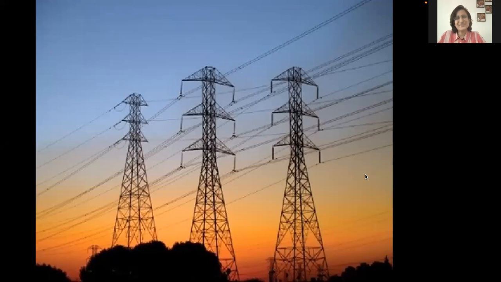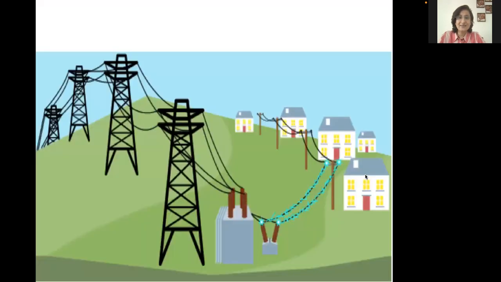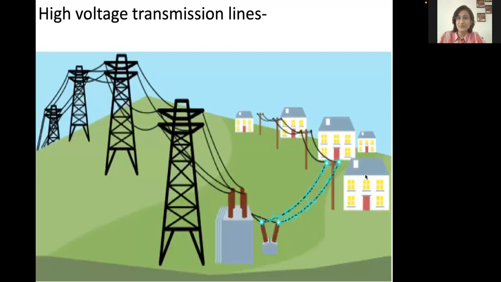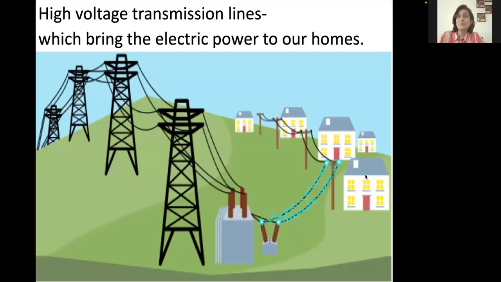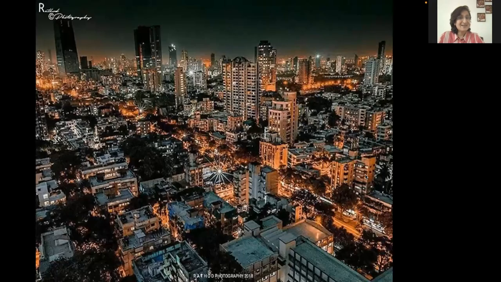Hello, students. You must be familiar with these structures while traveling. Am I right? These structures are carrying high voltage transmission lines, which bring electric power to your homes.